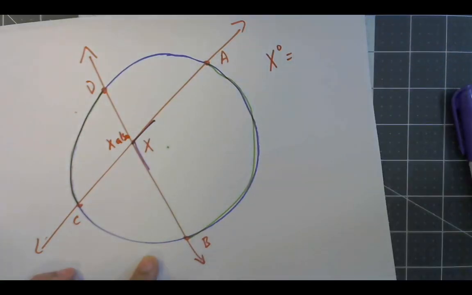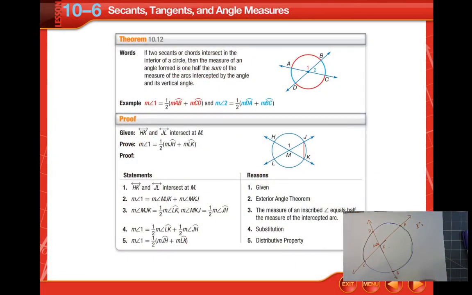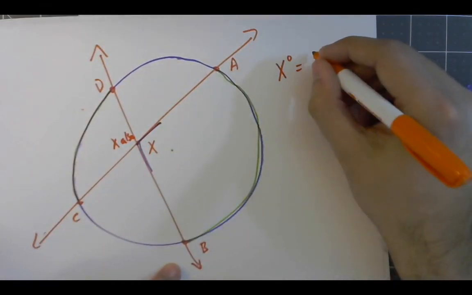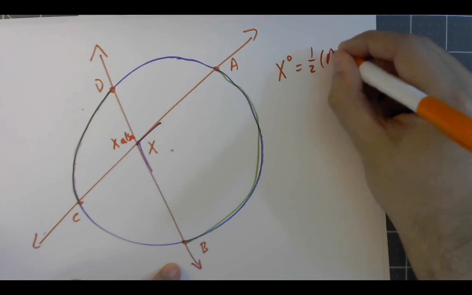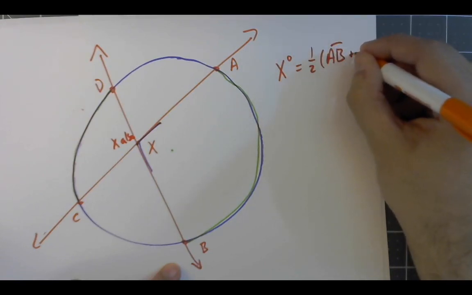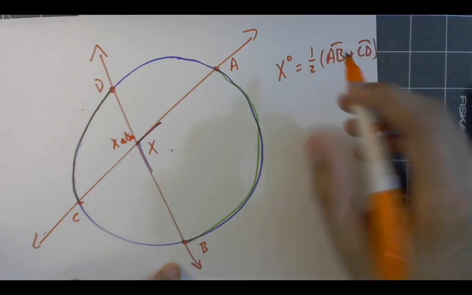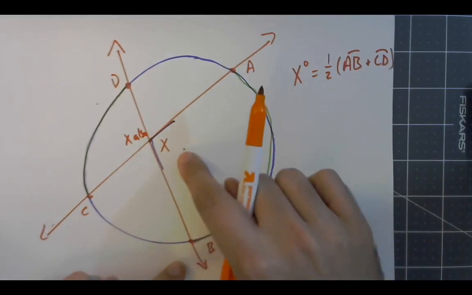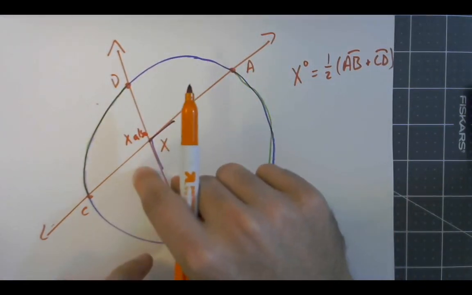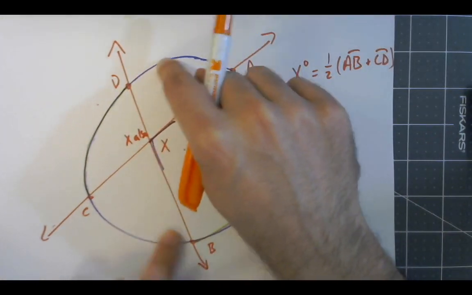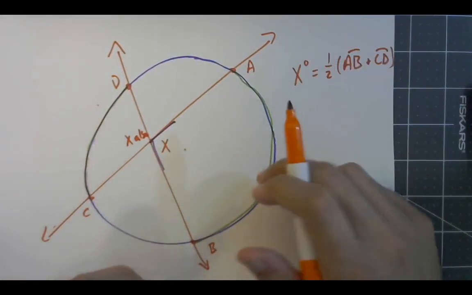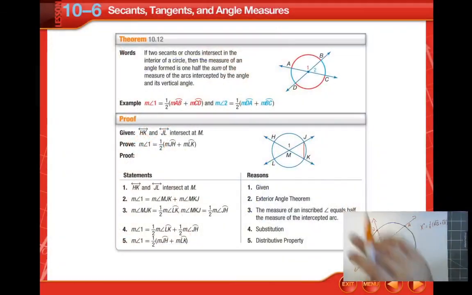equals, let's go back to the slide. If you look up there, 1/2 those two angles. So it's really the average of A to B plus C to D. So the average of these two make X. Similar, if I wanted to find this one or this one, I would take the average of these two. So the average of those gives me AB plus CD times 1/2.